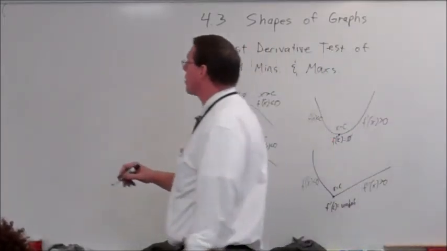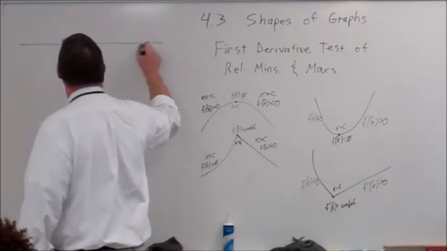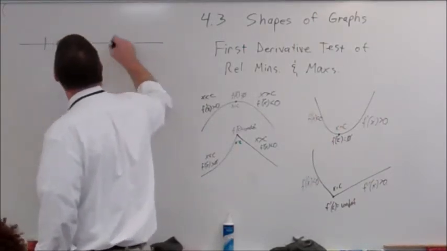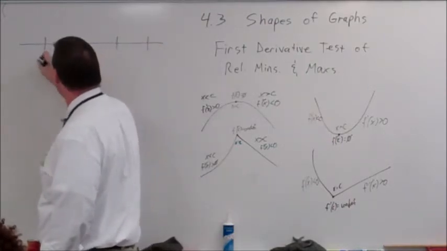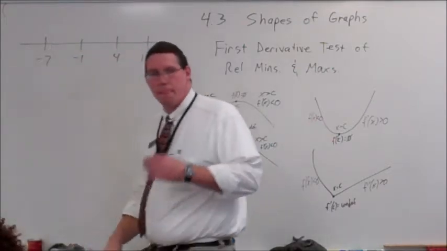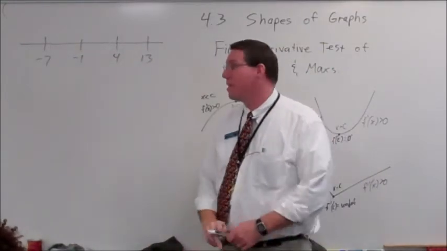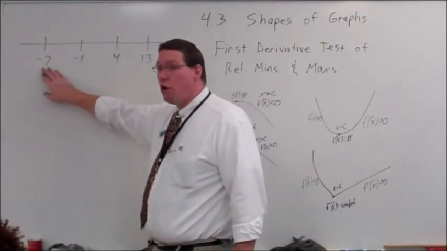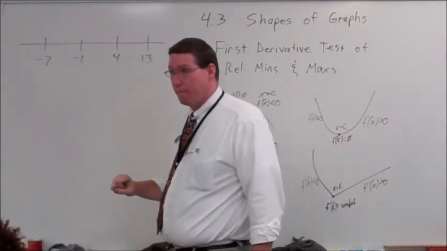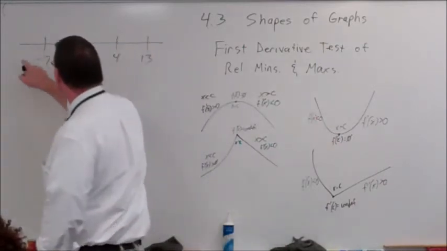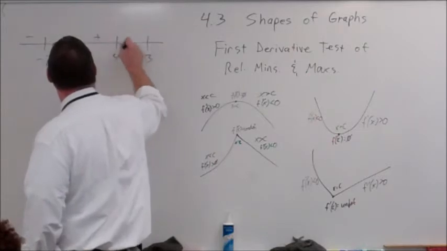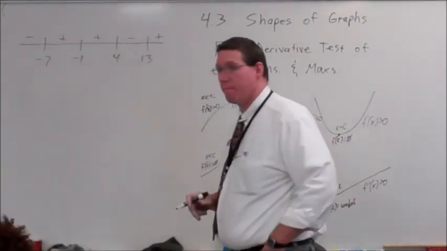So I'm going to show you it two ways. I'm going to show you it on a sign chart and on a graph. Let's say that we have some function, and when we take the derivative, we identify critical points at -7, -1, 4, and 13. These are critical points, which means that either the slope is undefined or the slope equals 0, right? And the slope on the left side here is negative, then positive, then positive, then negative, then positive.